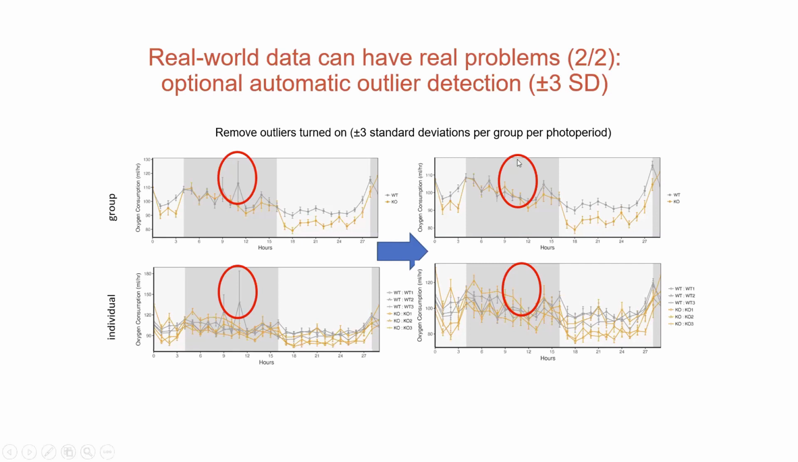So this remove outliers feature is turned off by default, but you can turn it on. It measures for each group in each photoperiod whether a particular data point is greater than or less than 3 standard deviations from the group during that time. And if so, and you've turned on outliers, you can remove that one point. So that's from a group, that's from this individual, and then this is after you've removed it. There's also a feature where you can see all of the data that's been excluded and save that as a file, and you can manually curate that to make sure that it was appropriate.